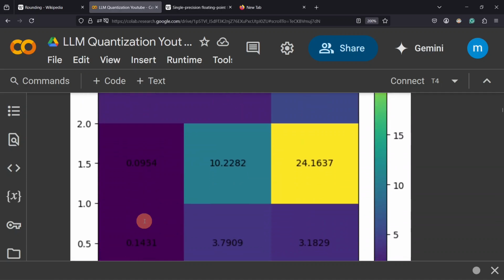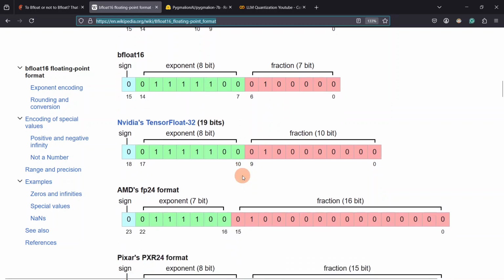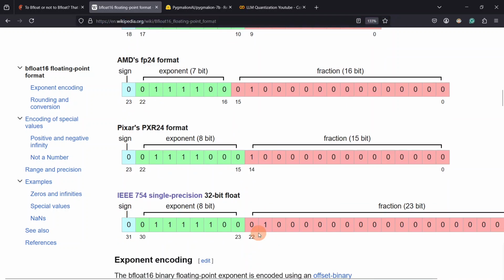Here I have taken the absolute values and multiplied by 100,000. For deep learning applications, Google came up with this format called BrainFloat 16 or BFloat 16, which has the same number of bits as float 16, but the dynamic range is the same as a float 32 because the exponent of BFloat 16 floating point is the same as float 32.